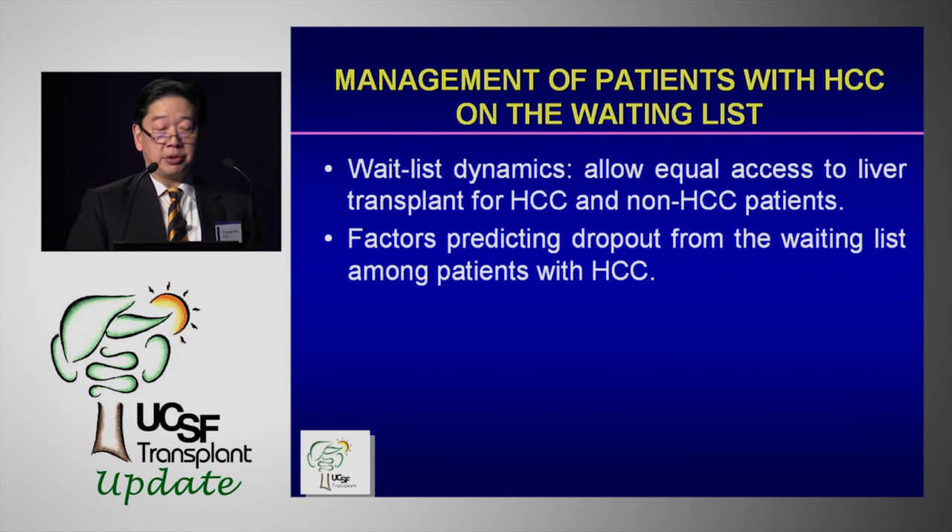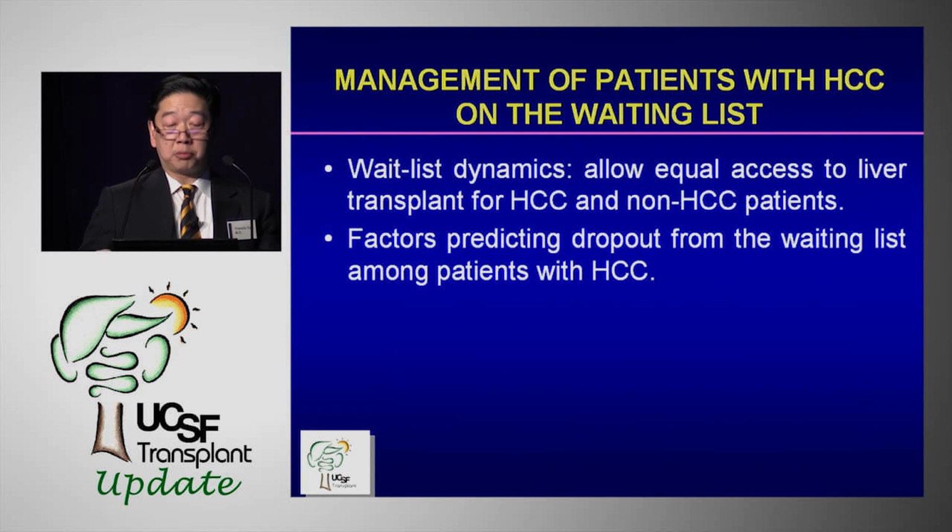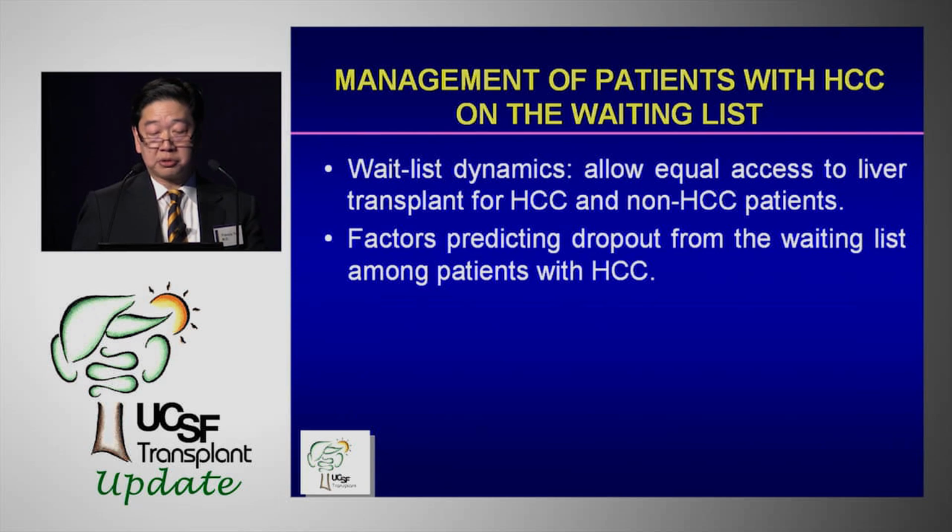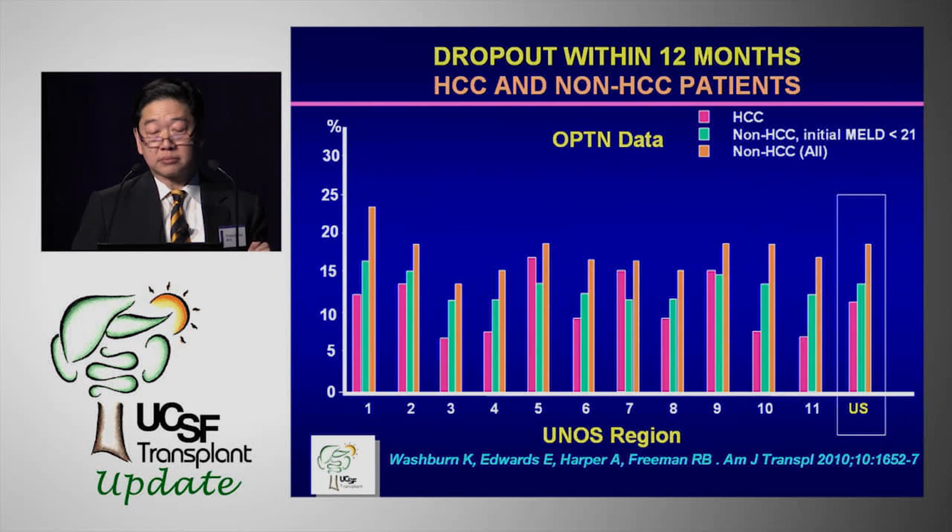So Ryo Hiroshi already touched on some of the problems we face regarding waitlist dynamics and the inequity in access to liver transplant for HCC as well as non-HCC patients. There are many studies that look at factors that predict dropout from the waiting list, so that you can tailor your organ allocation policy accordingly.